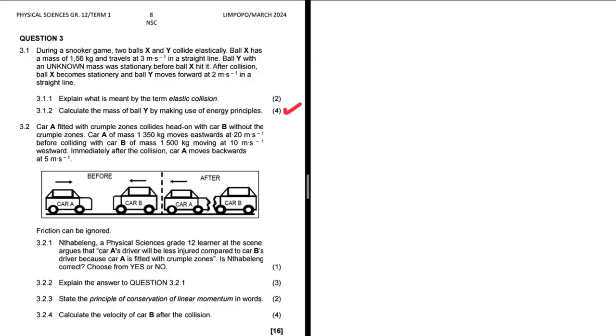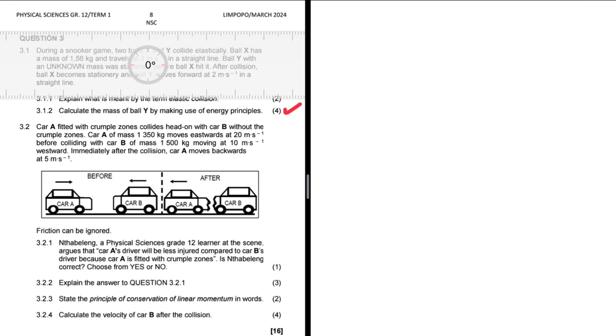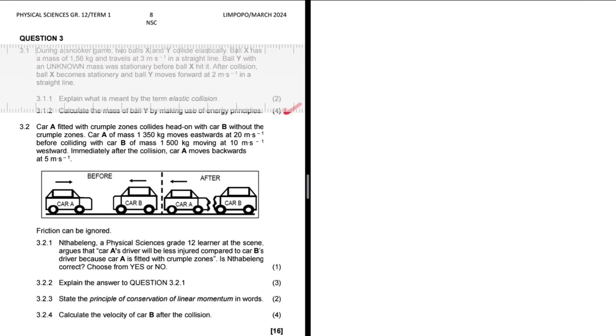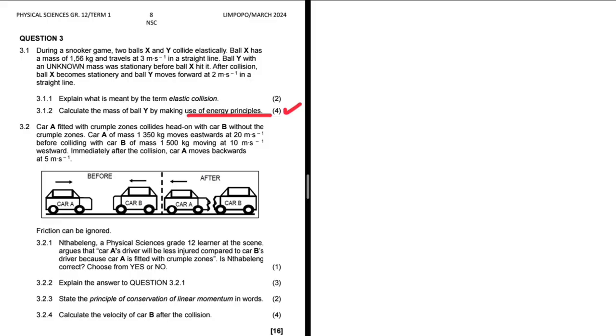But because the equation itself is saying calculate the mass of ball Y by making use of energy principles, we cannot use the conservation of linear momentum. Because in using the conservation of linear momentum, there's no SI unit there that is joules. So it doesn't make sense to say use of energy principles and you use the conservation of linear momentum. So let's take a look at the information that we have and see which approach we need to take.